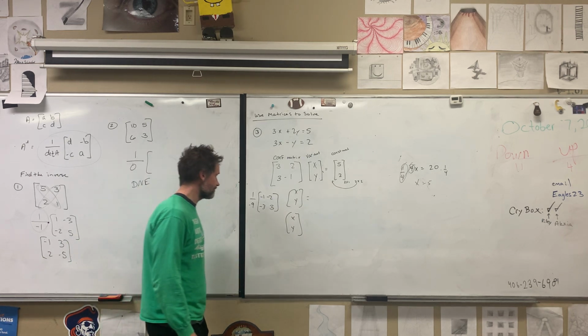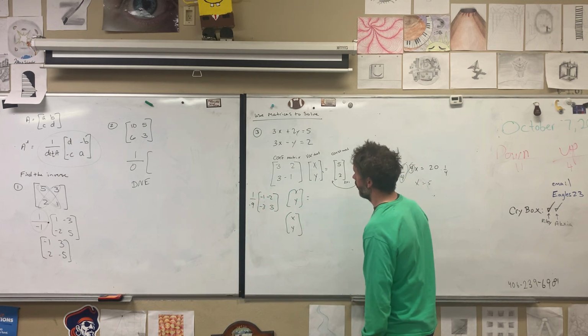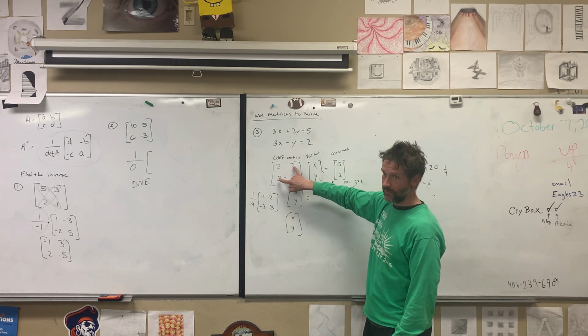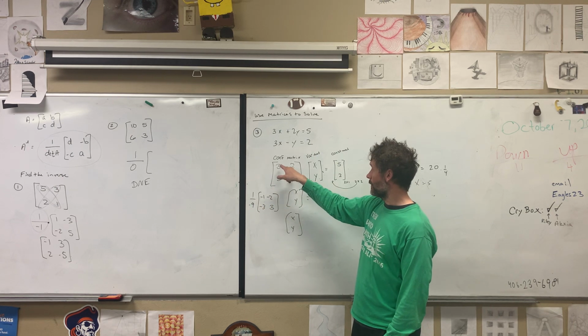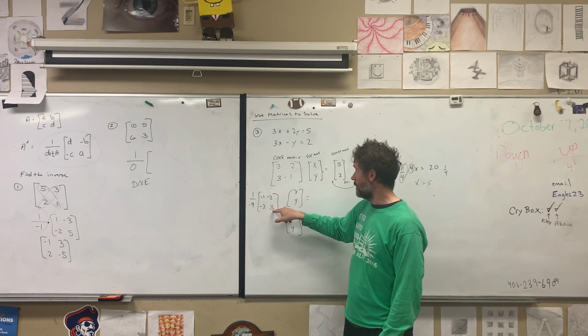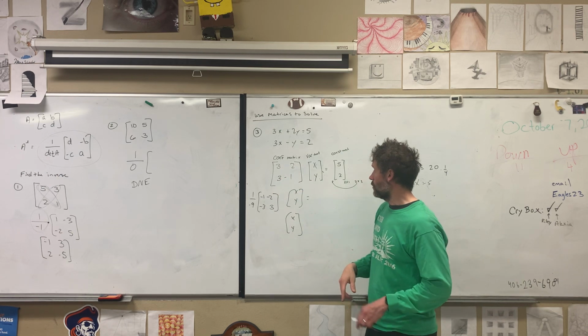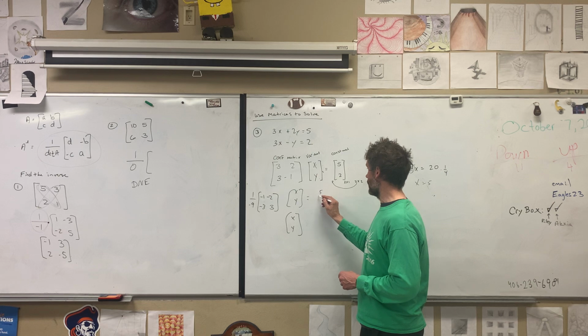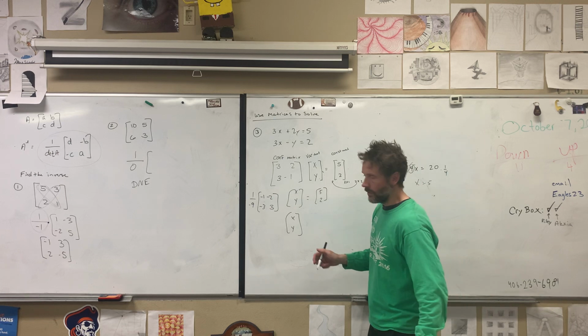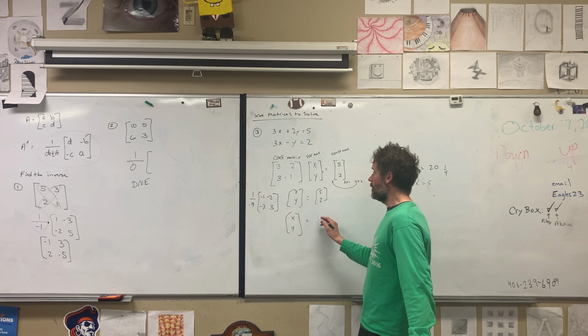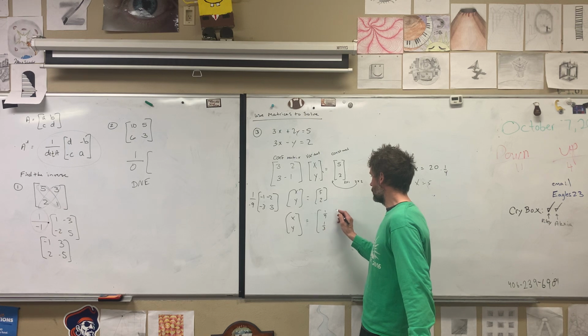Okay, oops, did I do this right? I did -3 minus 6, -9. I switched the 1 and the 3, and then I changed the sign on the 2 and the 3. So what I would get, we'll distribute it in, you're going to get 1/9, 1/3, 2/9, and -1/3.